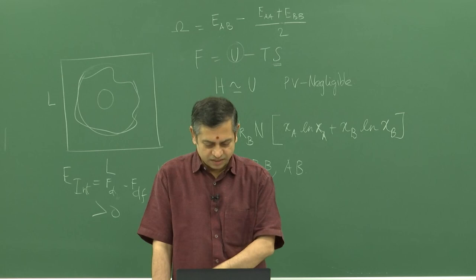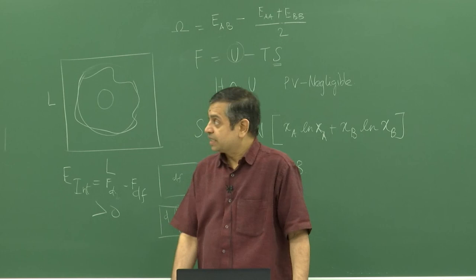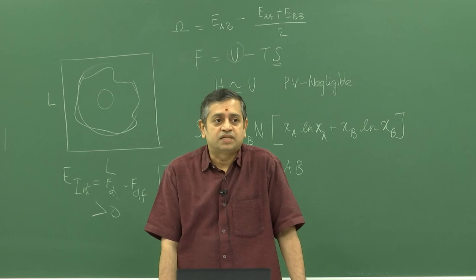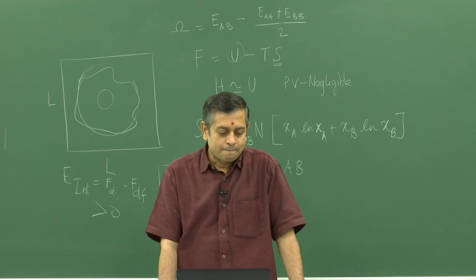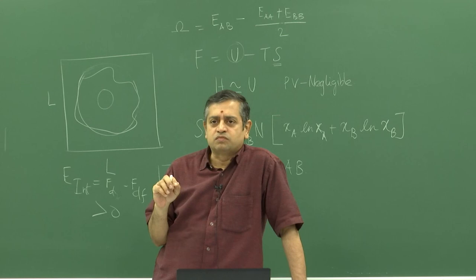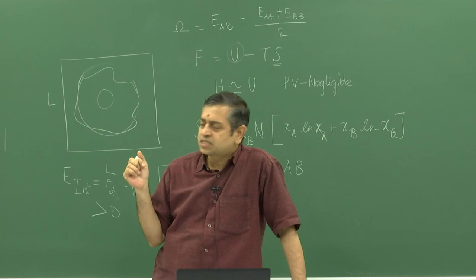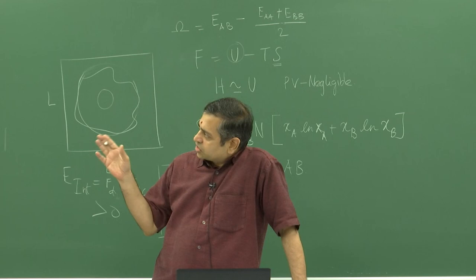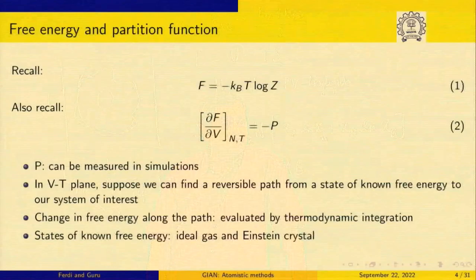Just to recall, you have already seen this expression: the free energy is minus kBT log Z, where Z is the partition function or configurational sum. You probably also remember that the partial derivative of free energy with respect to volume, keeping the number of particles and temperature constant, is basically the pressure. If that is so, pressure should be easy to evaluate in a given system.